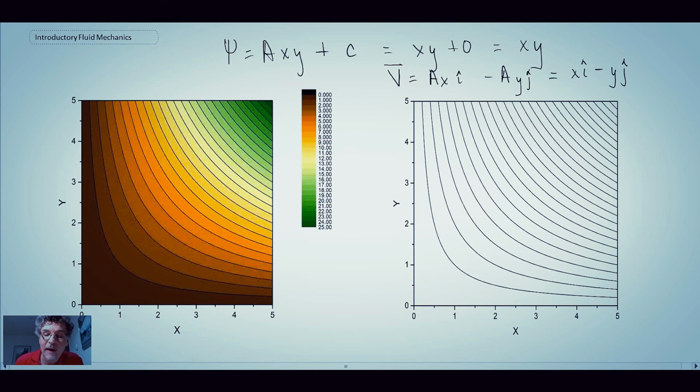So that gives you an example of how to solve for a stream function. You basically just integrate twice and take care of the constant, whatever it might be, as you go through the integration.